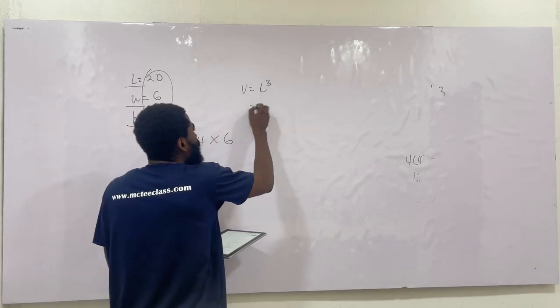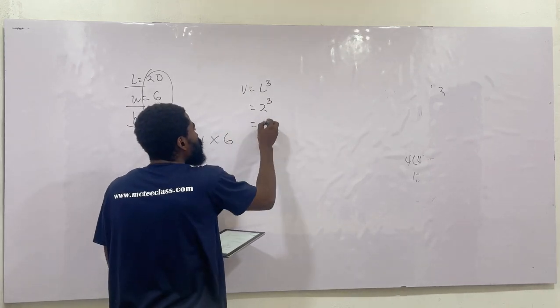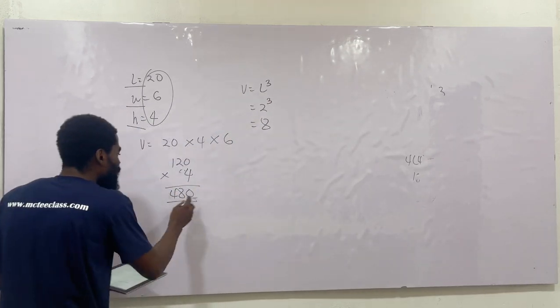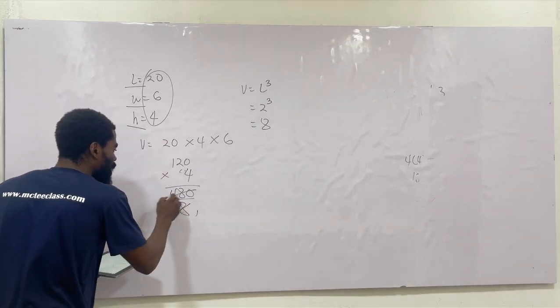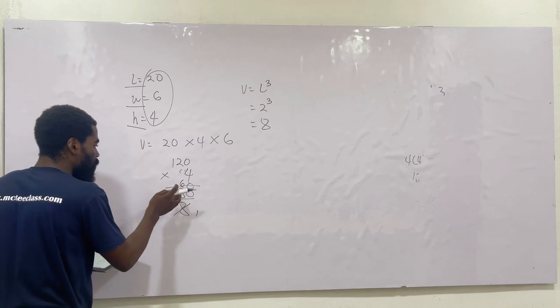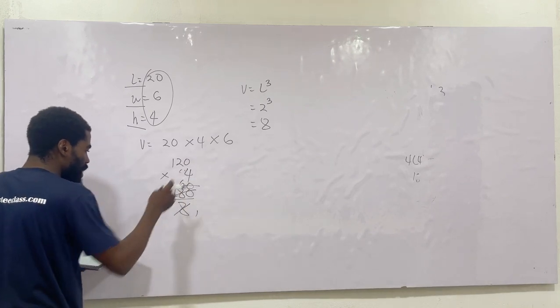So this will give me 2 cubed, and 2 cubed is what? It is 8. Hence, to get the number of cubes, I'm going to divide this by 8. This will go into itself 1 and go how many times? 60, because 8 times 6 is 48. So we get 60.